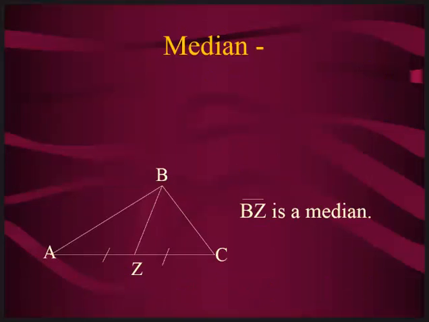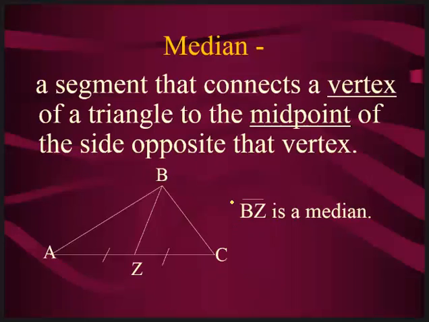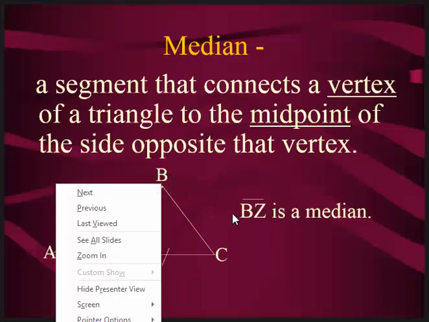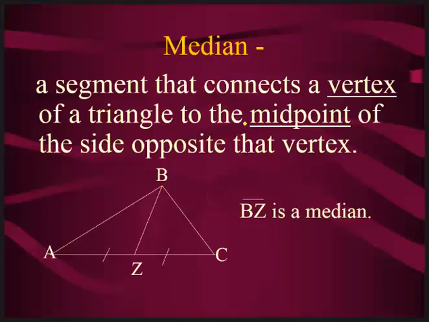Our second segment in triangles is the median. Think of the median in the street, or even when you were in junior high and you learned about mean, median, and mode. What was the median? When you hear that word, it usually means middle. So in a triangle, a median is a segment that connects a vertex. Remember what a vertex is. It's one of these corners of your triangle. It connects a vertex of a triangle to the midpoint, the middle of the opposite side.